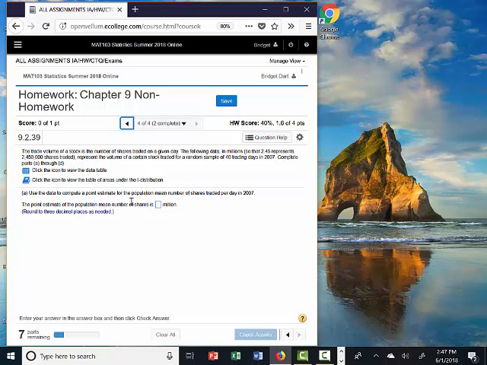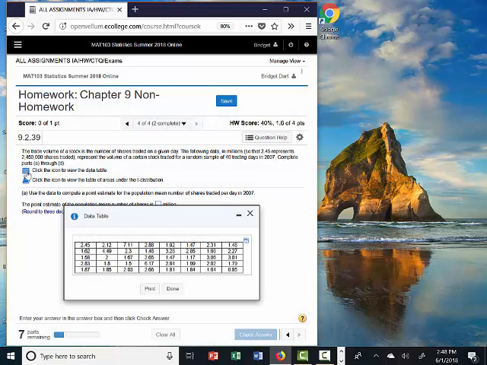First it asks for a point estimate, and then it is going to eventually ask for a confidence interval. You'll notice they didn't give you the sample mean or sample standard deviation, but right here it says click the icon to view the data table, and there's the data. These are 40 numbers representing the 40 trading days, and each one is the volume of stock. So we need a confidence interval based on this sample for what it is overall in the population.